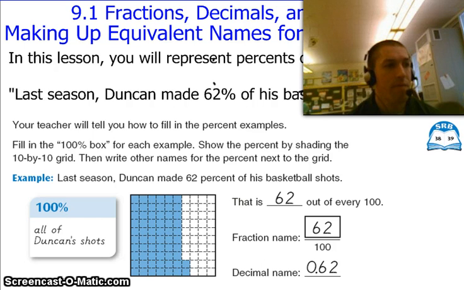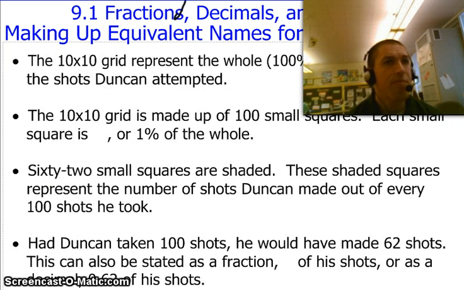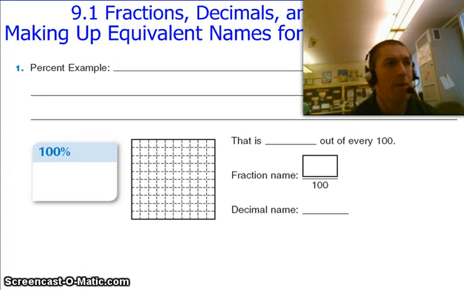That grid represents 100%. I'll let you read these, but I think it's pretty self-explanatory. If you need more help, come see me. So for example, Mr. Peralta got 32% on his test. He didn't do very well. He failed. I would write that in here. 100% would be all the questions right on the test. I would fill in 32 of these. That'd be 32 out of every 100, 32 over 100, and 0.32 or 32 hundredths.